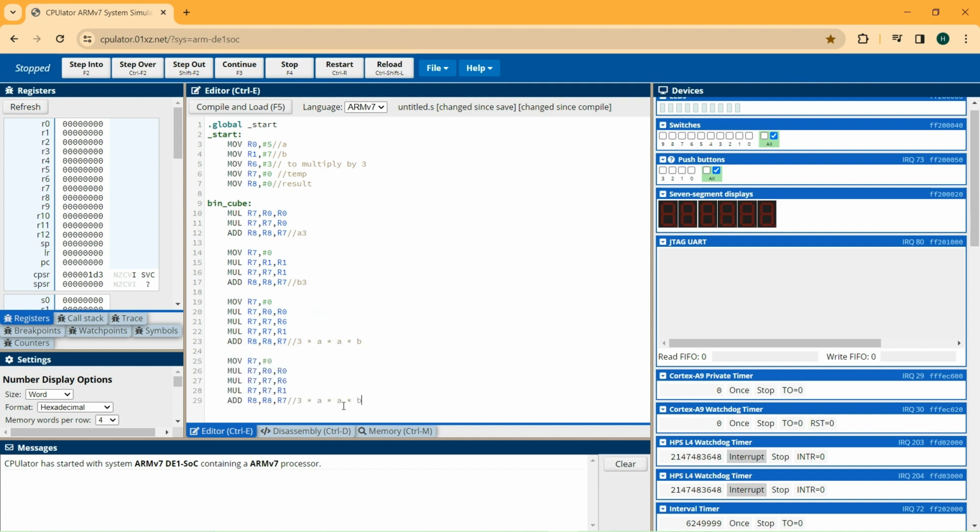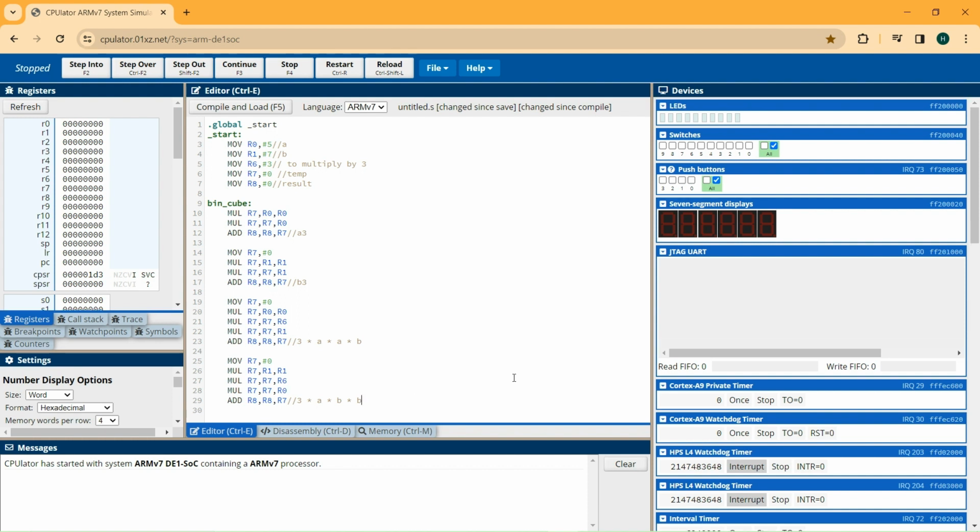Now it is a times b times 3. So I need to calculate the square of b, it is R1 times R1, then I need to multiply it by 3, it is in R6, and then I need to multiply it by a, it is in R0. And let's now compile this code.